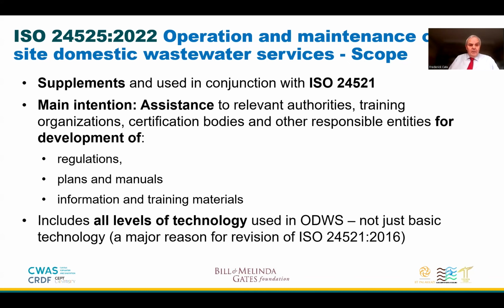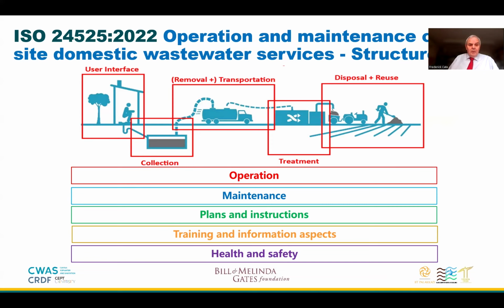On the next slide, I have also 24525. The structure is, as you see, similar to 24521. We have the 5 components, and then for each of these components, we have guidelines about operation, maintenance, plans and instructions. We also have training and information aspects and health and safety aspects. So this covers quite a spectrum of the actual operation and maintenance of on-site domestic wastewater systems.